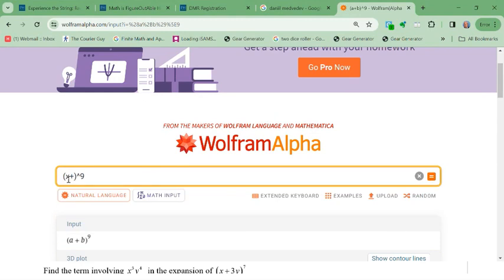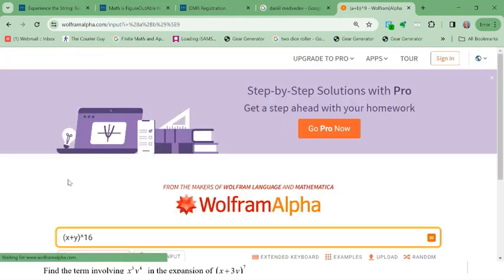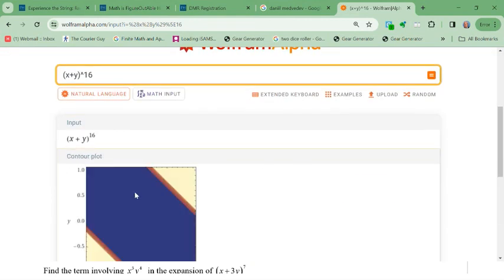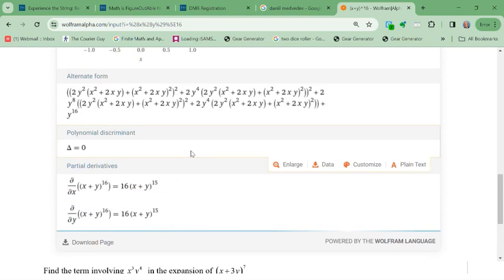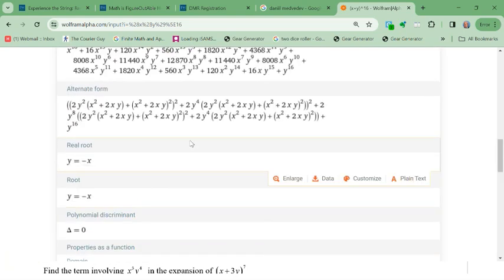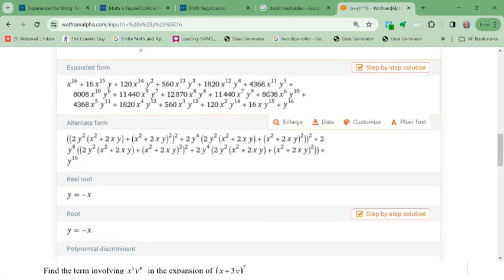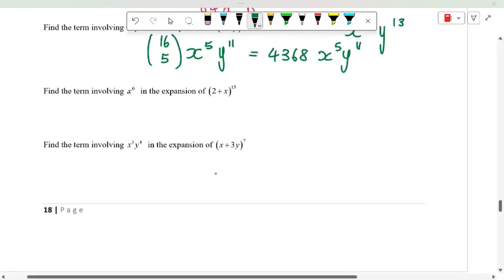X plus y to the 16. There it is somewhere over, hopefully. Yeah, there it is. All right, 4,368, x to the 11, y to the 5, and later on another 4,368, x to the 5, y to the 11. Okay, this one's interesting. Find the term involving x to the 6.